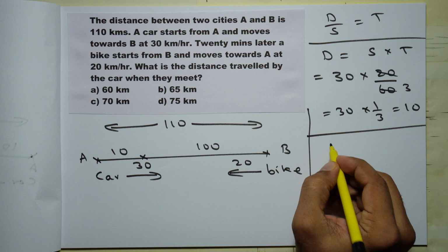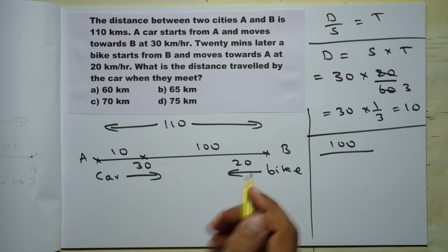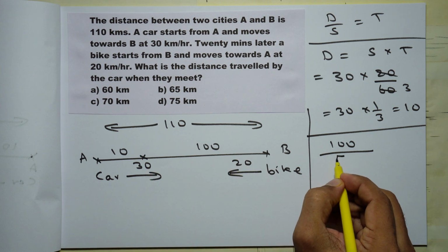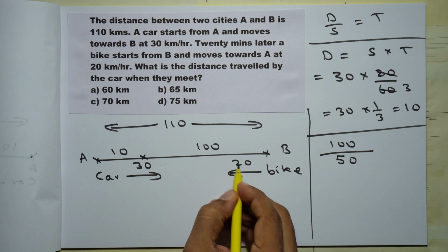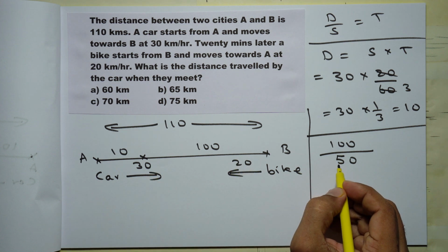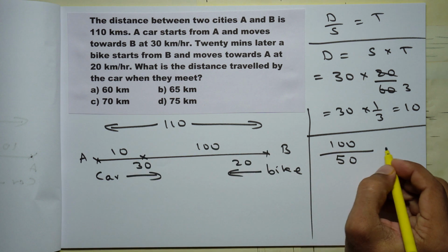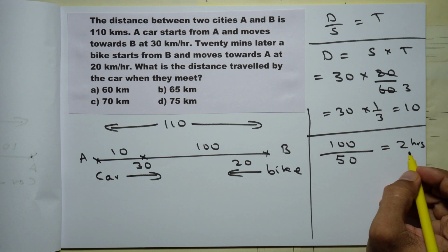So distance to be moved is 100 kilometers and they are moving towards each other. And you can see that they are getting closer by 20 plus 30, 50 kilometers per hour. So speed or relative velocity is 20 plus 30, 50 kilometers per hour. And to meet, they have to do a distance of 100 kilometers. So time required will be 2 hours. In 2 hours, they will meet.